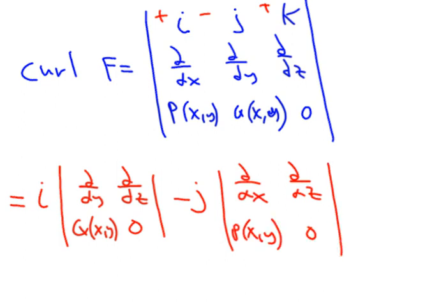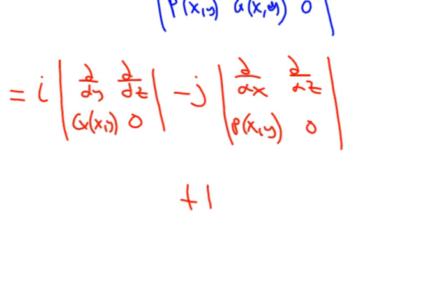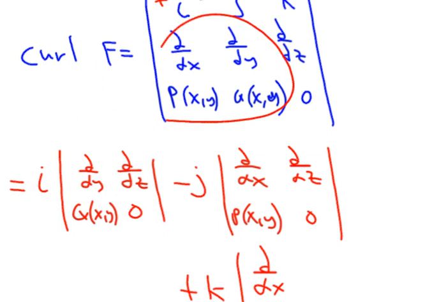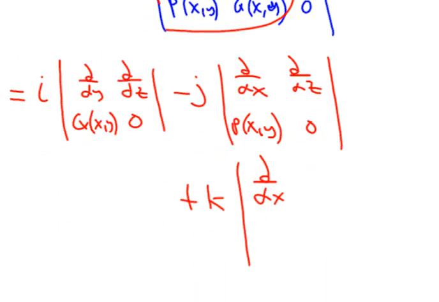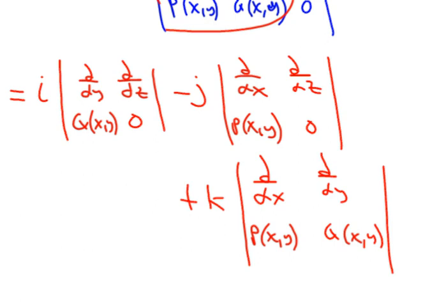And then lastly, you have plus k times its minor, which is right here. Here's the minor of k. So it's partial x, partial y, and then you have P of x comma y and Q of x comma y. And watch what happens. Very nice thing.